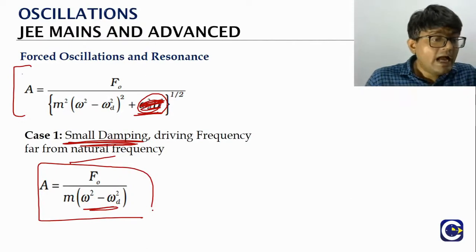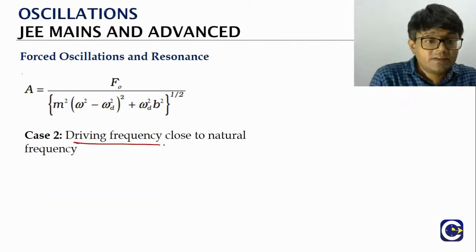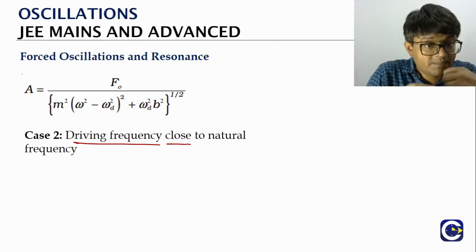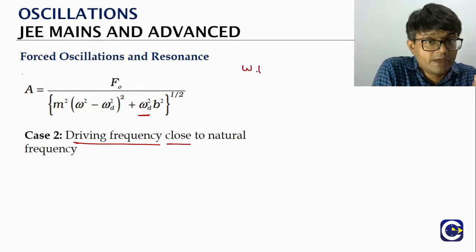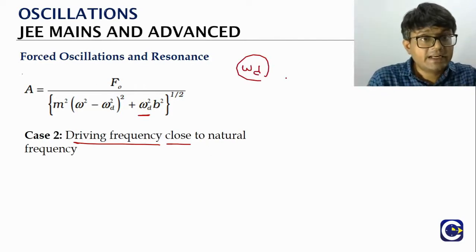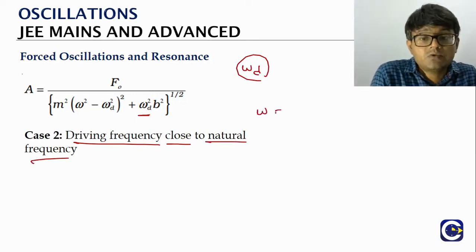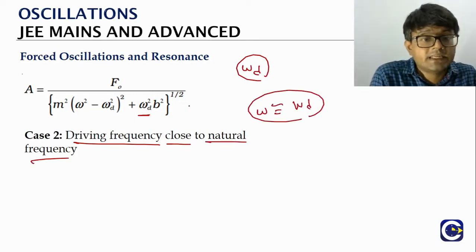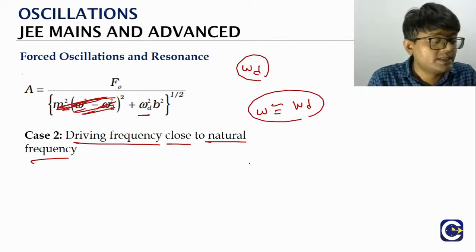And the frequency or angular frequency of the applied force is what we call the driving frequency. That's why we are putting omega d. That force is basically driving the oscillations. If the driving frequency is very close to the natural frequency, omega is almost close to omega d. In that case, look at this term can be neglected. So we'll have omega d square into b square the whole power half, what is it?